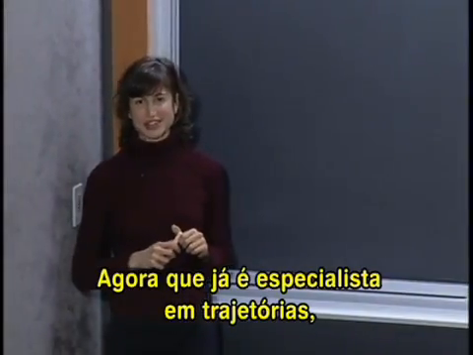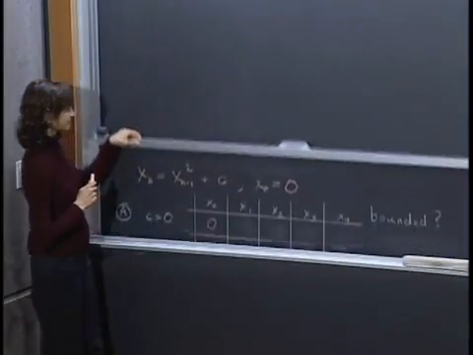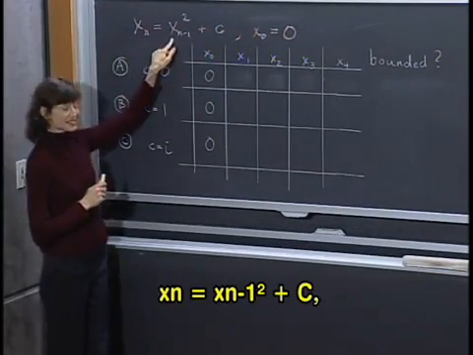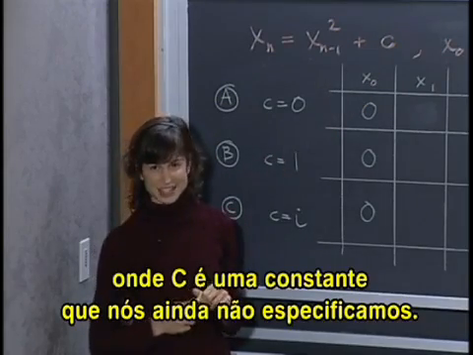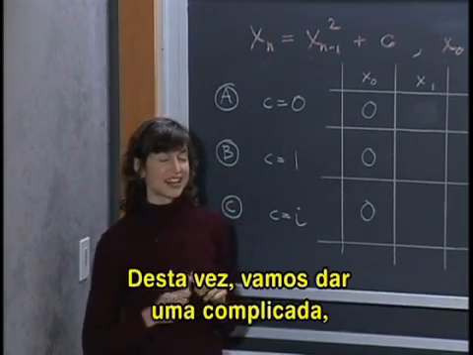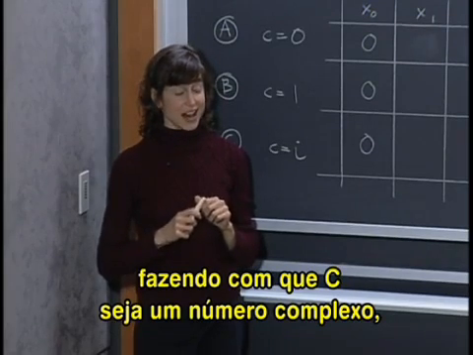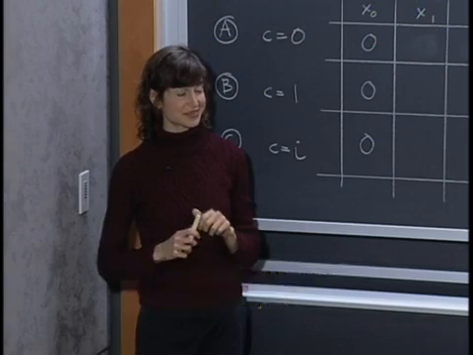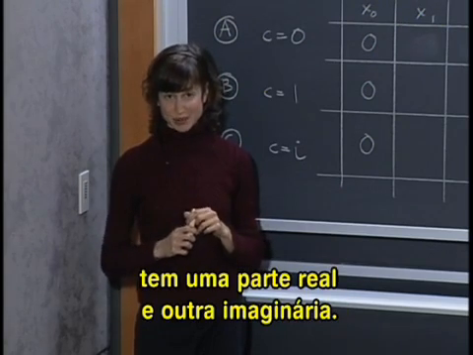Now that you're all trajectory experts, let's consider a new difference equation. xn equals xn minus 1 squared plus c, where c is a constant that we haven't specified yet. This time, though, we're going to add a twist. We're going to let c be a complex number, not just the real numbers that we've been considering so far. Remember that a complex number has both a real part and an imaginary part.